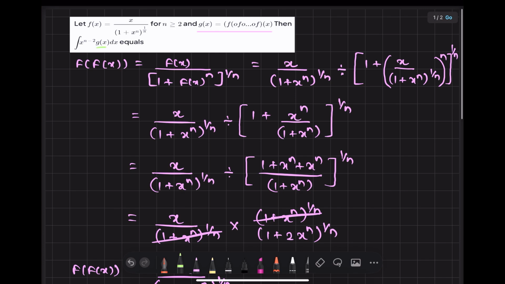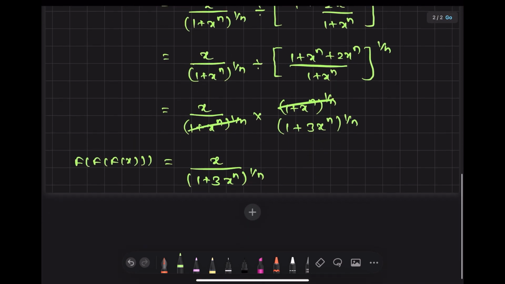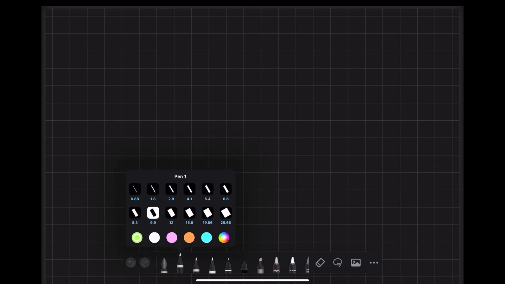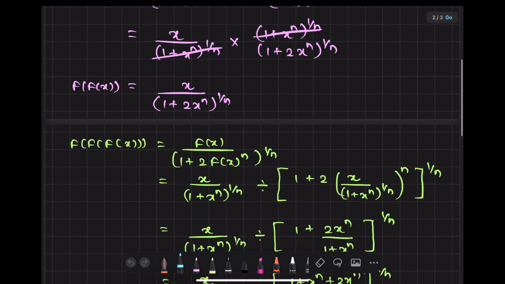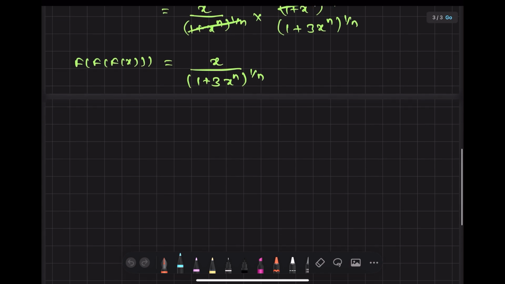Now this is g of x, and hopefully they have used it n times. They should write this one n times. So in our expansion the g of x will carry n thing. So can I write g of x is equal to x by (1 plus nx power n) power 1 by n. So this is the g of x.